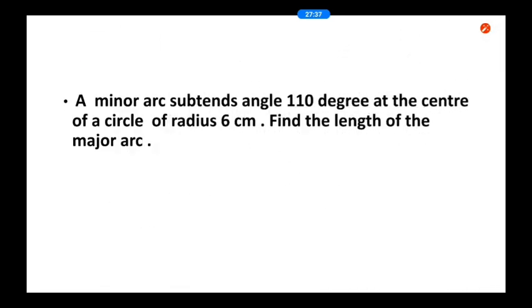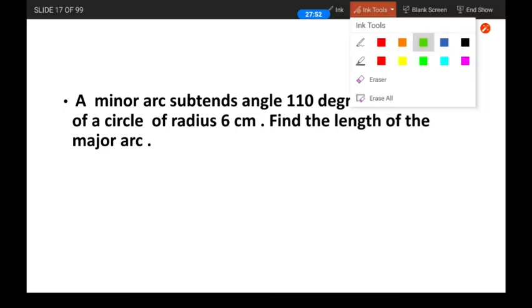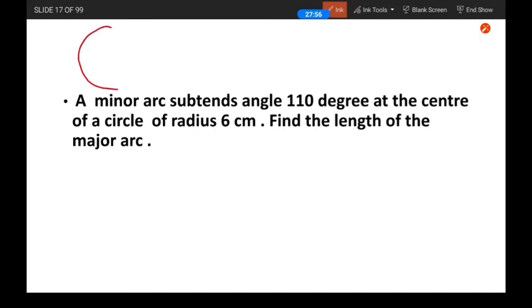Look at this question. A minor arc subtends angle 110 degrees at the center of a circle of radius 6 centimeters. Find the length of the major arc. Now we have 2 types of arc in a circle. If this is a circle, the part of the circumference is called an arc. So this is a minor arc with this angle here. And we have the major arc here with the angle will now be what?